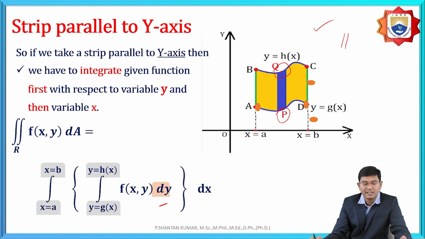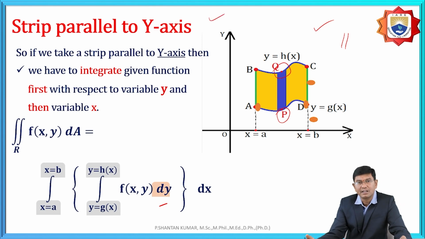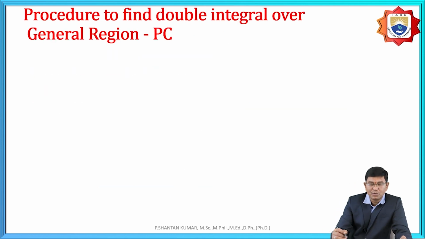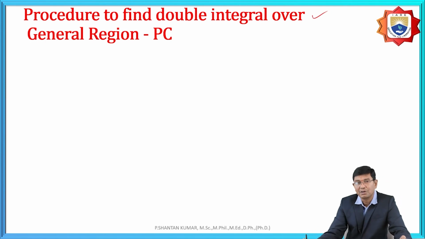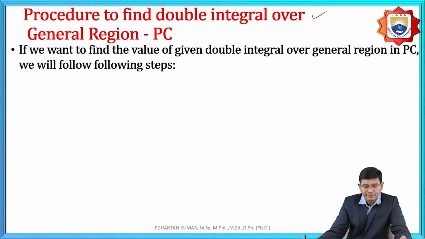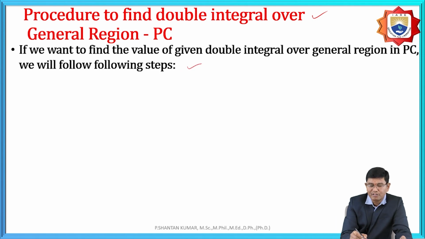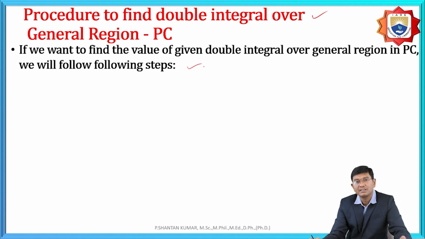These conditions and this procedure we just need to remember while we discuss polar coordinates, and again these are the ones parallel to the x-axis and y-axis. Based upon this, we need to discuss polar coordinates. Here is the procedure to find the double integral over the region in polar coordinates. For example, if you want to find the value of a given double integral over a general region in polar coordinates, we will follow the following steps.